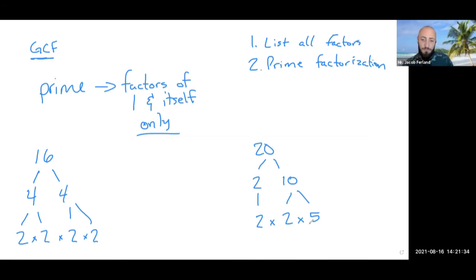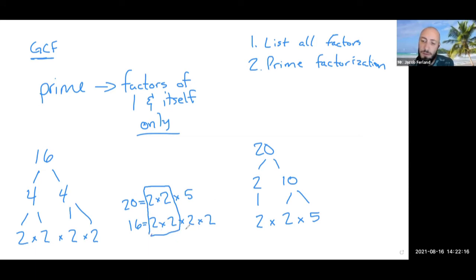So what do we do with these prime factorizations? Well, we can look at them next to each other, or I like to put them on top of each other. So if we do 16's prime factorization down here, 2 times 2 times 2 times 2, and we do 20's prime factorization up here, we have 2 times 2 times 5. Well, we want to look at what these prime factorizations have in common. So these both have prime factors in common of 2 times 2. We can see that here. There's 2 2's in 16, there's 2 2's in 20, and everything else is different.